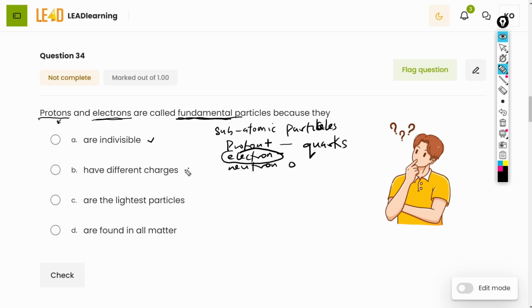Have different charges based on the modern definition? No. Are the lightest particles? No. Are found in all matter? This used to be part of the definition of being fundamental, but currently the only definition is that a substance is indivisible. So our correct answer is option A.